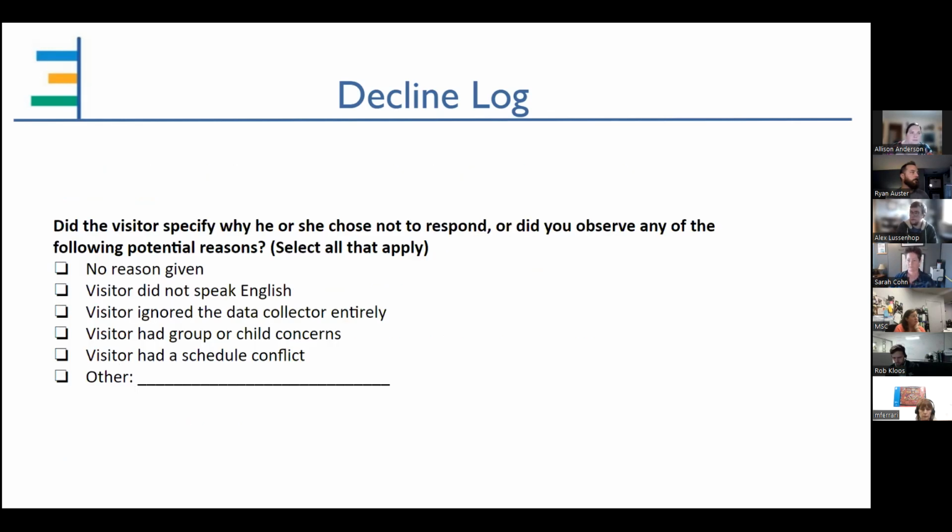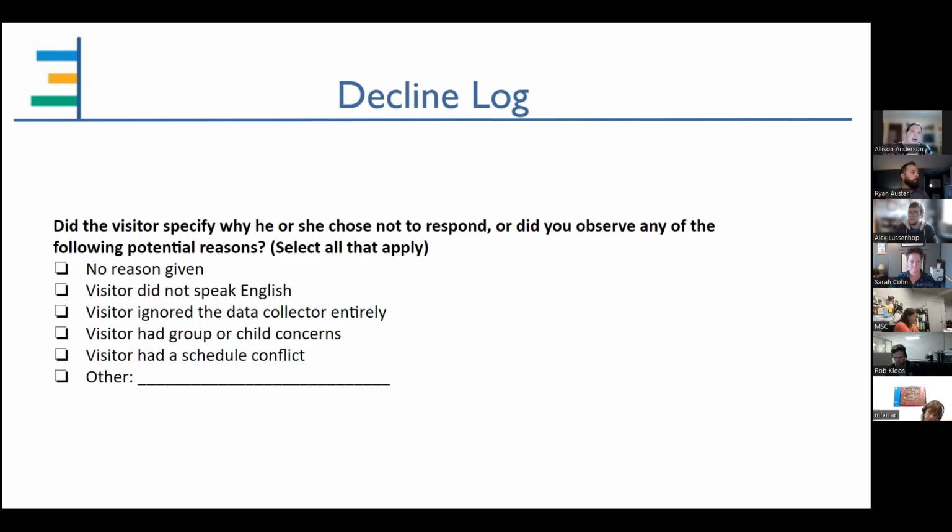And then the last piece of the decline log is asking the data collectors to roughly categorize why visitors are saying no to us, with some of those common concerns already supplied. If you check the other, there's a spot to fill in, and you could look at those open-ended responses to see if there are other patterns emerging that either are just good context for your data collectors or might be something you might want to follow up on.